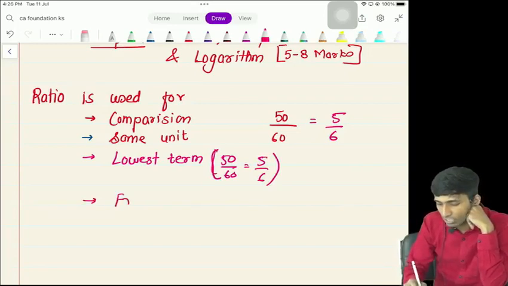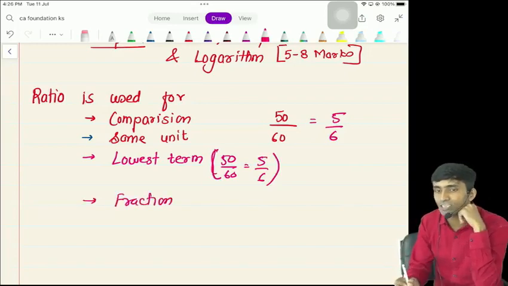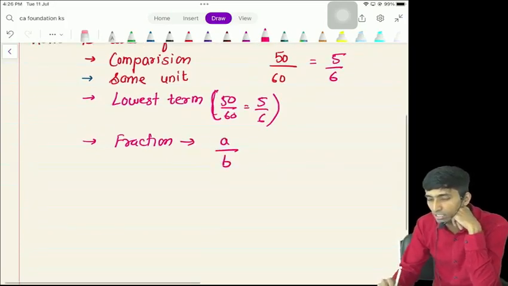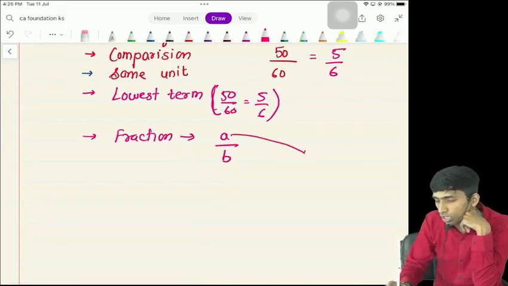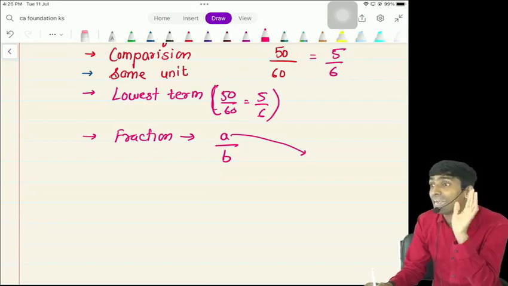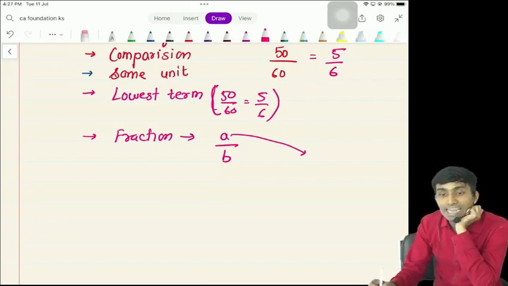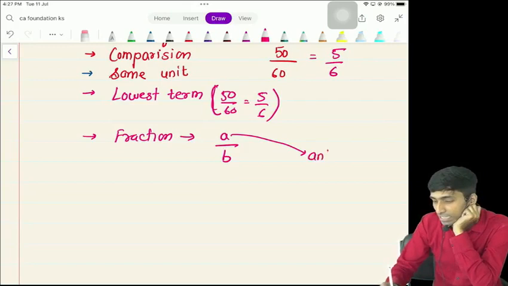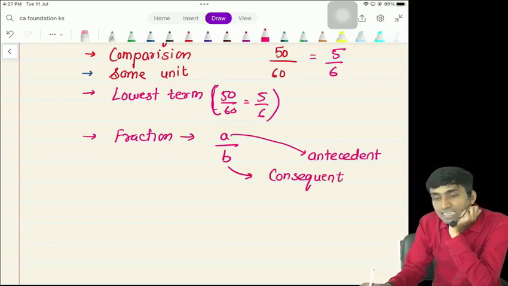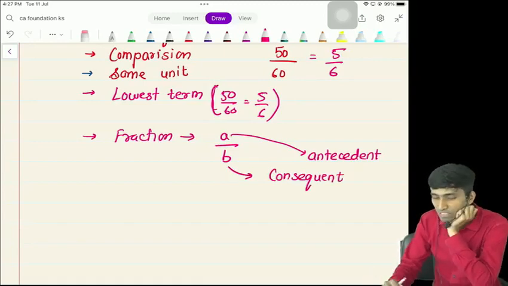It is always in fraction. Understood? Fraction is A by B. A is called the numerator, or in a ratio, the antecedent. A-N-T-E-C-E-D-E-N-T. Antecedent. B is called the consequent. Consequent. Understood? Is this clear? Okay. Copy this much.